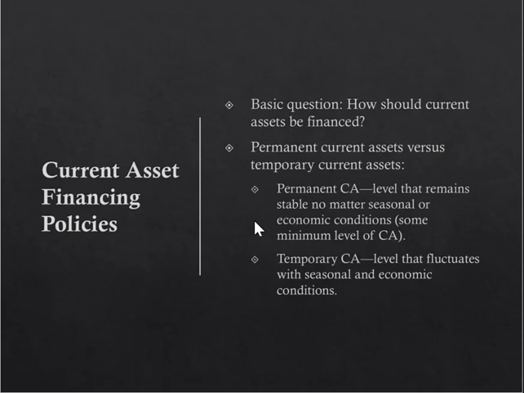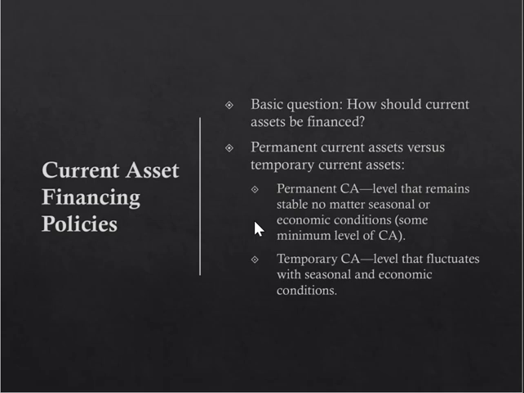So current asset financing policies. How should current assets be financed? Well, permanent current assets should be financed a little differently than temporary current assets. So what are permanent current assets? Permanent current assets are the level that remains stable no matter what the seasonal or economic conditions. It's essentially the buffer that you're going to have in both inventory and cash. And then you've got temporary current assets, which is a level that fluctuates with seasonal and economic conditions.